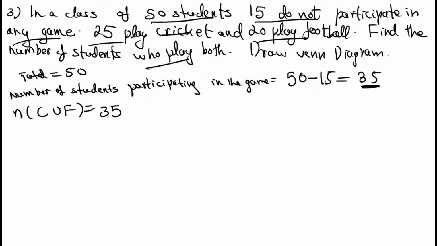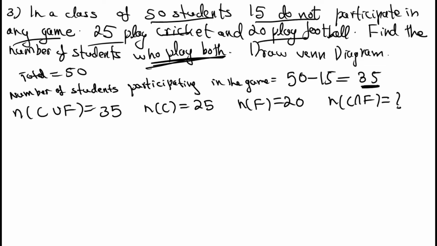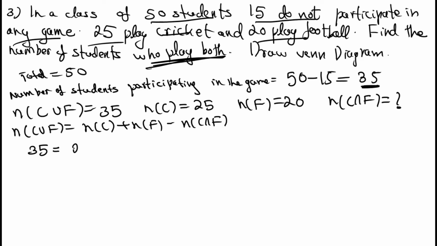Next, the number of students playing cricket, n(C), is 25, and 20 play football, n(F) is 20. Find the number of students who play both, that is n(C ∩ F), the question mark. Use the formula n(C ∪ F) = n(C) + n(F) − n(C ∩ F). So 35 = 25 + 20 − n(C ∩ F), which we need to calculate.